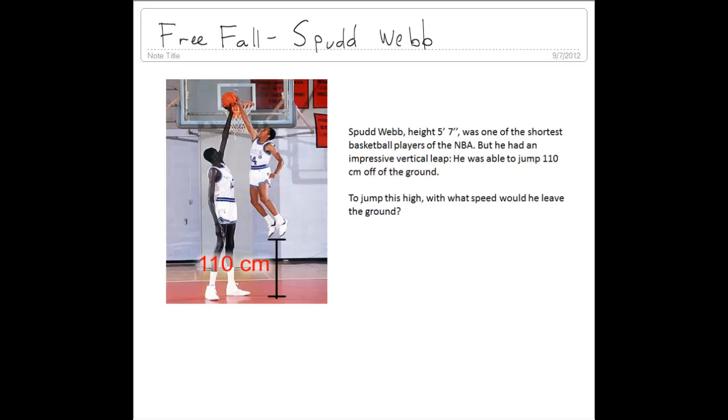Okay, so now let's do a question involving free fall and gravity. There was this basketball player named Spudd Webb, and he was one of the shortest players in the NBA. He had one of the largest actual jumps. He was able to jump 110 centimeters off the ground. So what we're interested in is, if he were just free falling in gravity, what speed would he have to leave the ground with in order to make this jump?